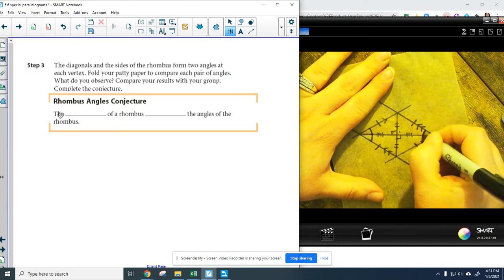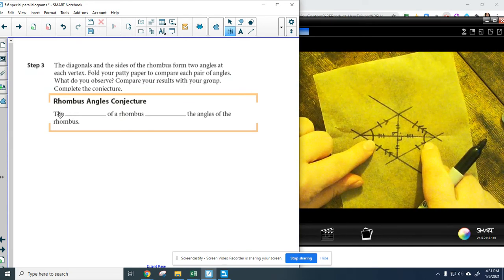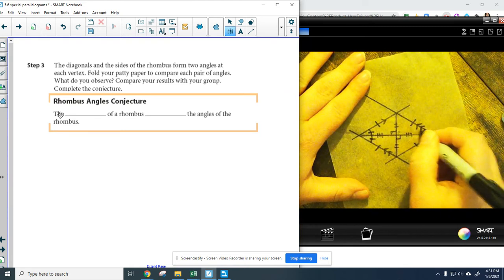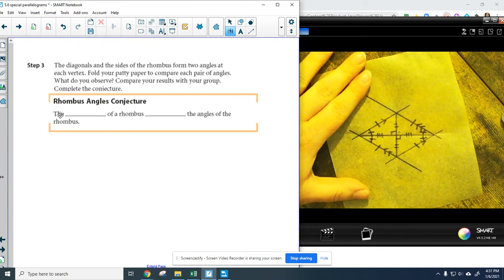So when I mark these angles here, I'm going to put 1, 1, 1, and 1.